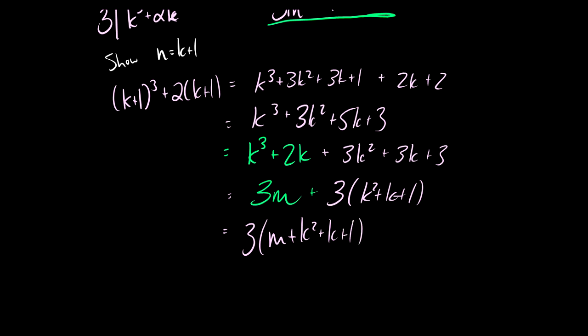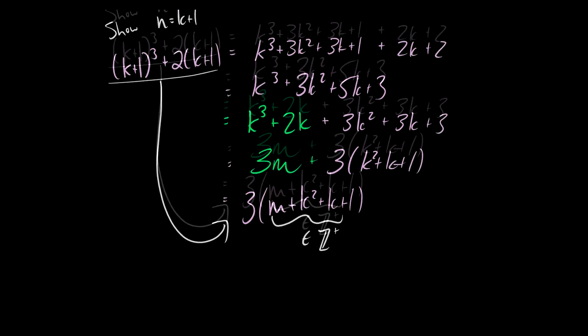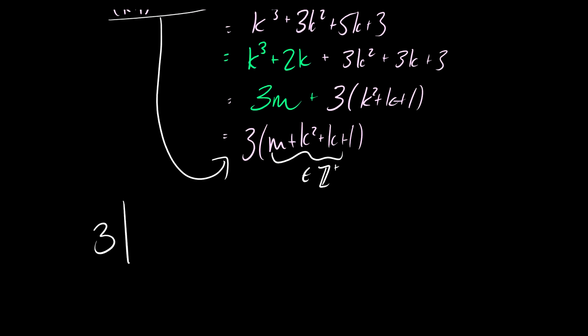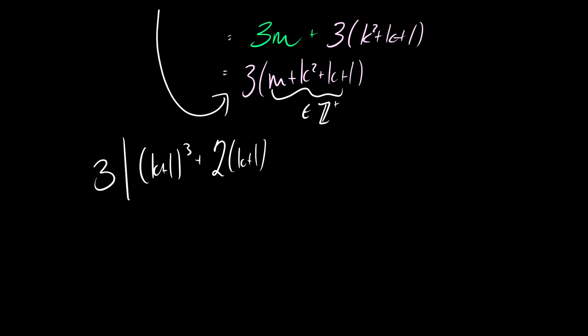So this, we know, is an integer. And we also know that k plus 1 cubed plus 2 times k plus 1 is equal to 3 times an integer. Therefore, we can say that 3 divides k plus 1 cubed plus 2 times k plus 1, and therefore we know, because the base case is true and our inductive hypothesis is true, that 3 is going to divide n cubed plus 2n for all positive integers. So that's the first proof.